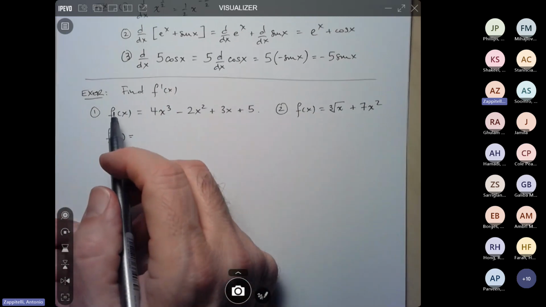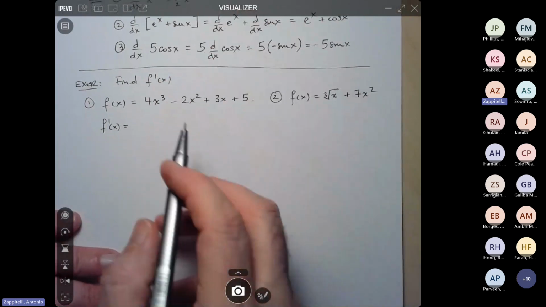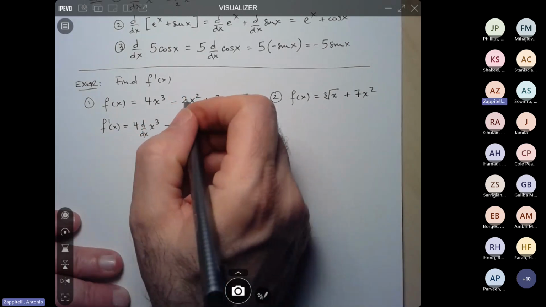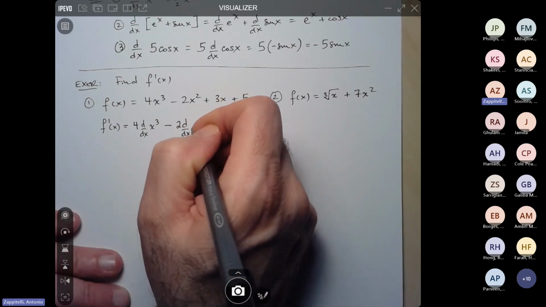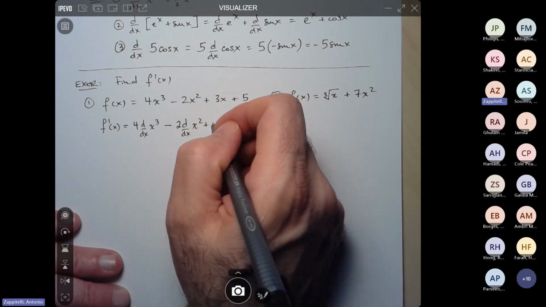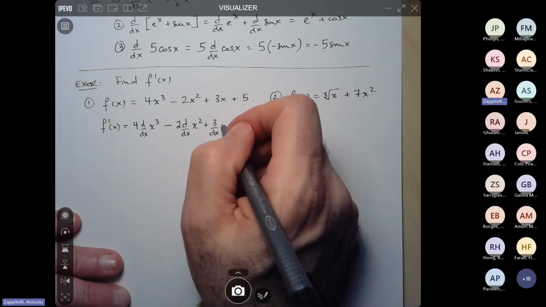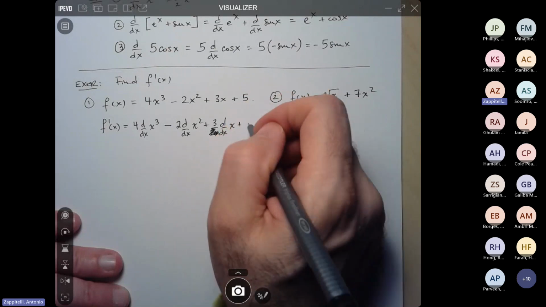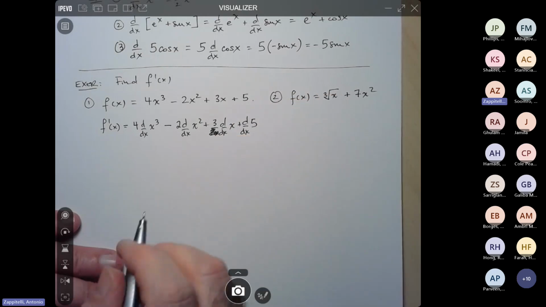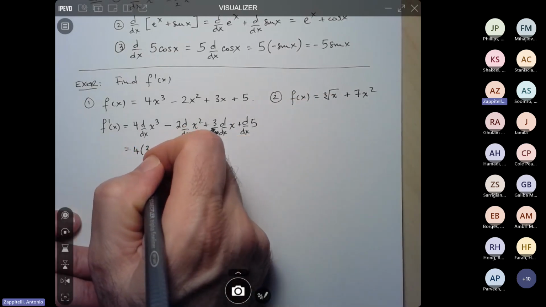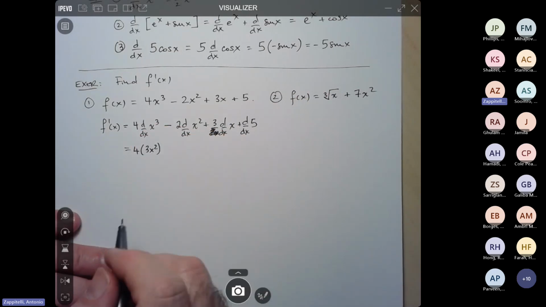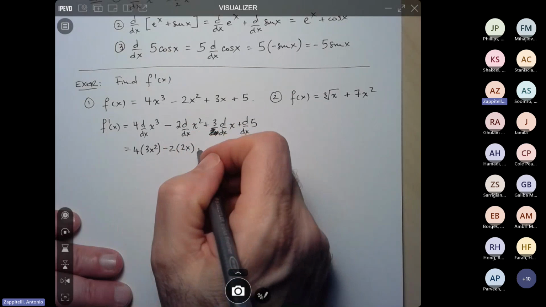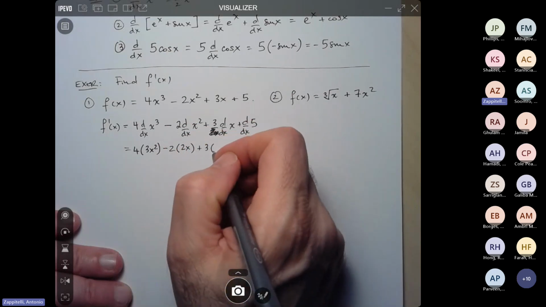And here, because I have a constant, I'm going to use my constant multiple rule. So this is equal to 4 times the derivative of x cubed. Then minus, here I have another constant, 2 times the derivative of x squared. Plus, here's another constant, 3 times the derivative of x. And then plus, well, I just have the derivative of this constant here, 5. And so now, 4 times 3x squared, I'm applying my power rule. Now, minus 2 times, I'm going to apply my power rule again, 2x. Here, plus 3 times the derivative of x is just 1.